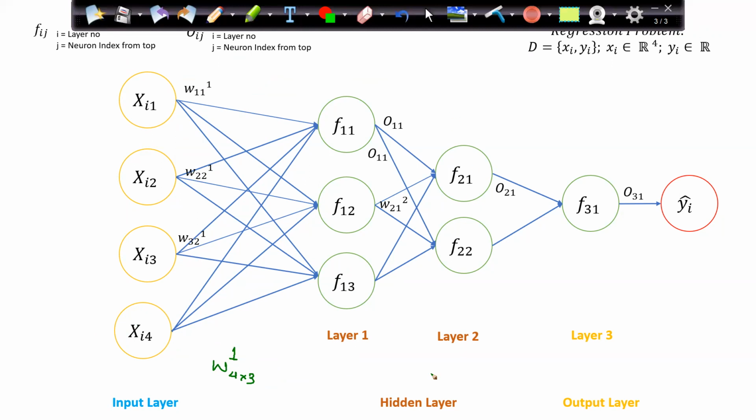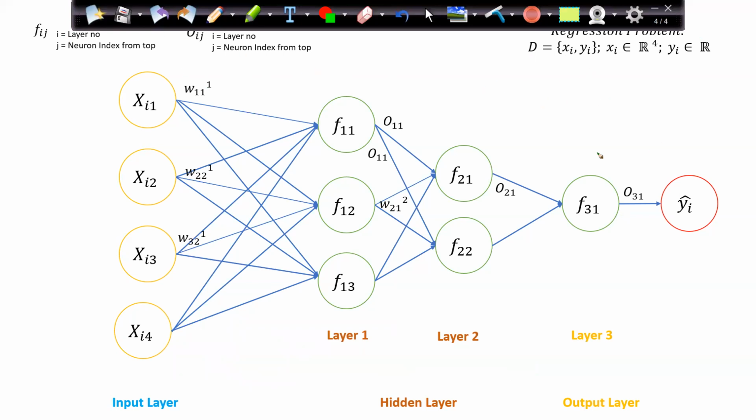If I go here, this is my second layer. So I have 3 into 2, that is 6 weights which I have to update at layer number 2. And in the last layer, the third layer, I have to update 2 into 1. So these are my different weights which I want to update. 4 into 3 is 12, 3 into 2 is 6, and 2 into 1 is 2. In total, I have 20 weights which we have to compute, right?